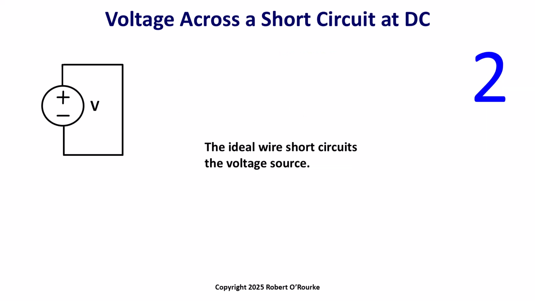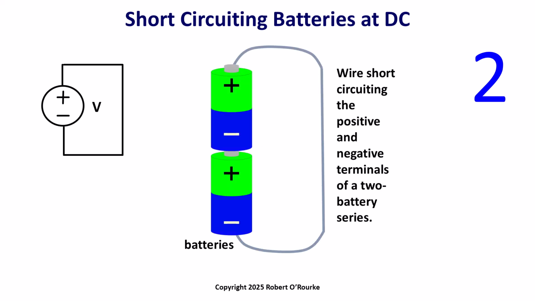Question: what does short-circuiting a voltage source look like in the real world? The answer is not pretty. Short-circuiting a voltage source might look like two batteries being short-circuited by a wire. This will drain the batteries, and it might cause heat, sparks, melting, or even an explosion in some cases.